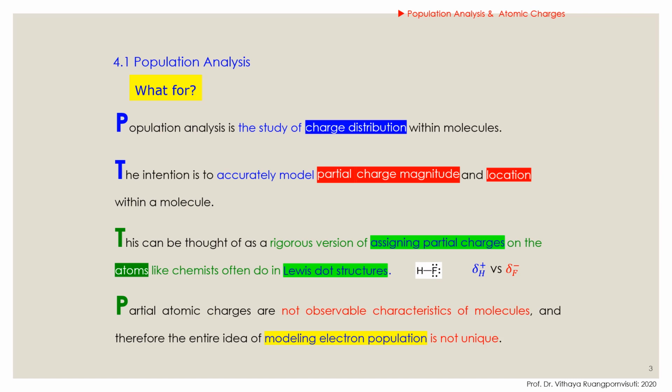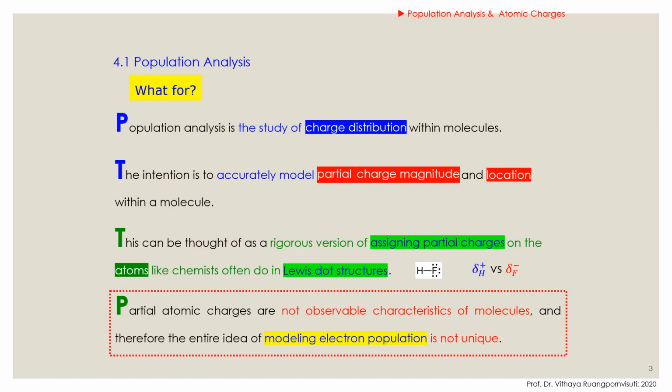For example, the structure of hydrogen fluoride. Hydrogen can be shown as a positive partial charge, and fluorine can be a negative partial charge. Partial atomic charges are not observable characteristics of molecules, and therefore the entire idea of modeling electron population is not unique.